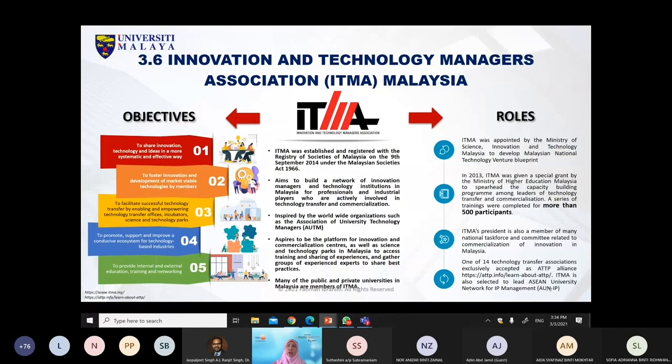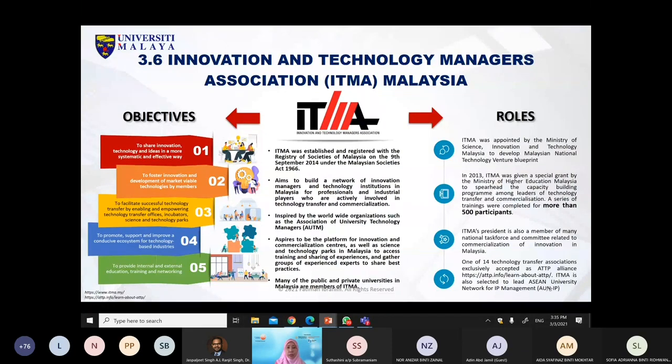And one more thing on the technology transfer tactic that I want to share with you is that please, you have to be aware that in Malaysia, we have one organization that we call Innovation and Technology Manager Association, ITMA. In United States is AUTM, as I mentioned to you earlier, but ITMA is in Malaysia. So this is an accredited professional body that produces our RTTP, certified professional technology officer, and you can gain a lot of advantage. The objective is to share innovation, technology, ideas, and systematic ways, and they also want to foster innovation, development, market value.